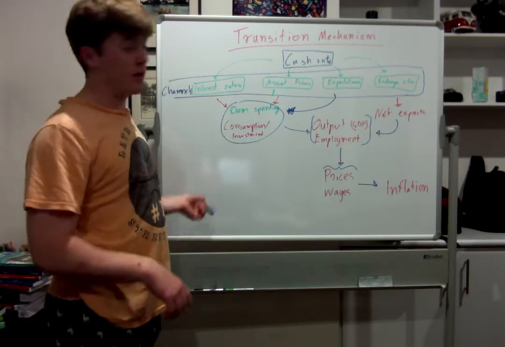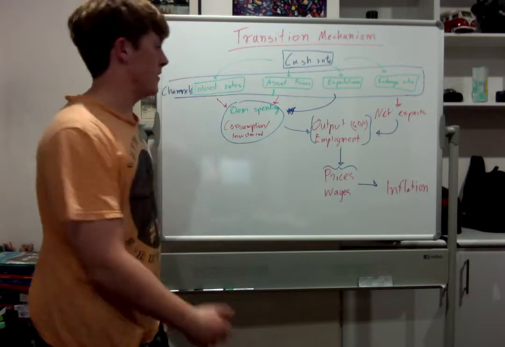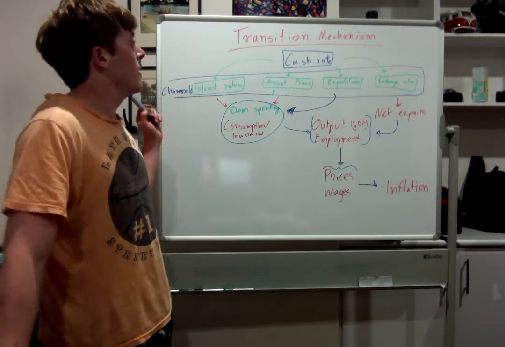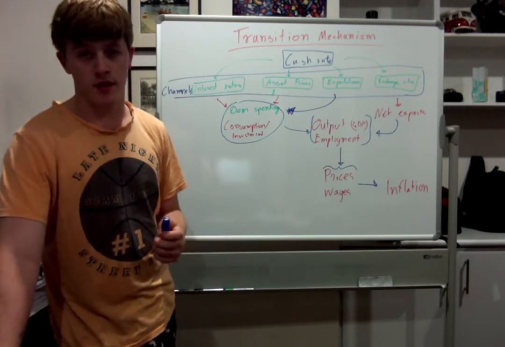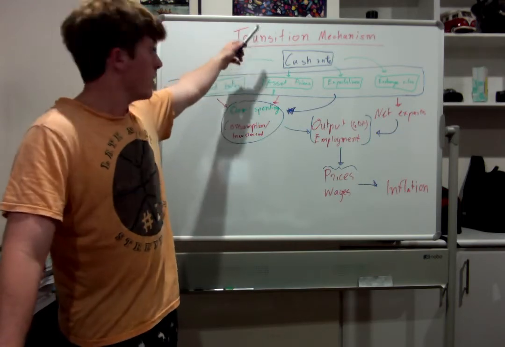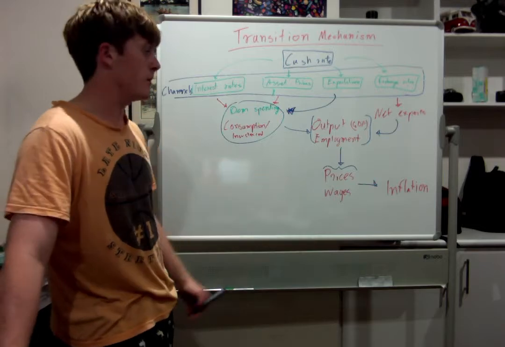Alright, last thing, guys. Well, it's actually a big one: the transition mechanism. This models how the cash rate actually affects anything in the economy at all, and the process that it goes through. This is a flowchart. The cash rate changes first, and then the other things happen.